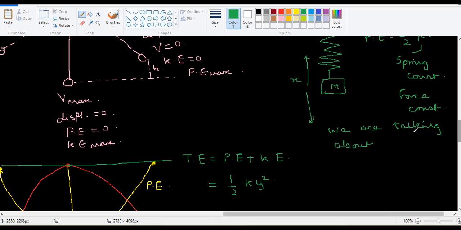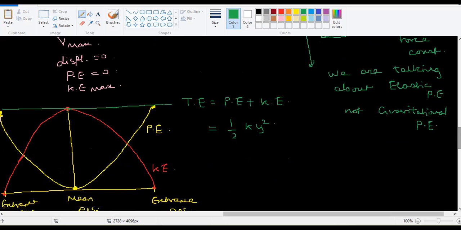Good question though, so take it down. We are talking about elastic potential energy, not gravitational potential energy. So potential energy I'm going to write as half k y square.